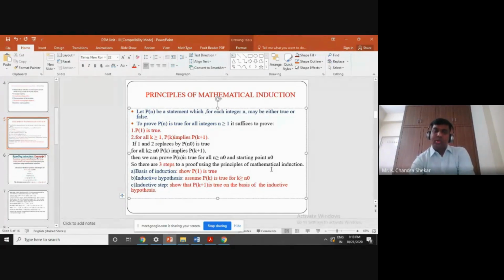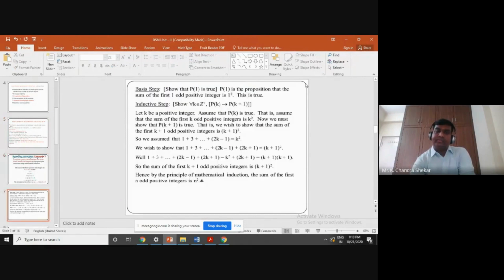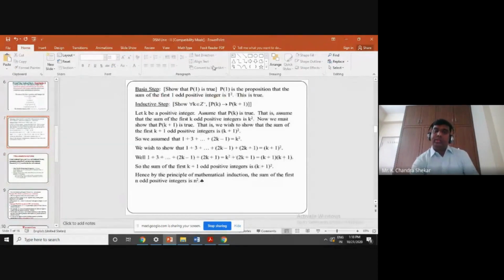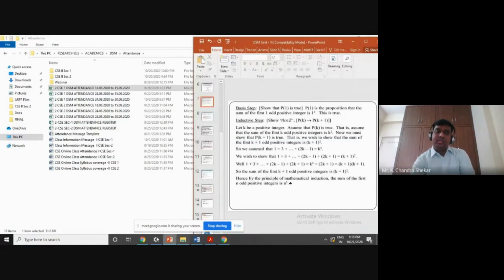Once it is true, I'll go for the inductive hypothesis. What is the inductive hypothesis? For n value equal to k, I need to assume that the given statement will be true. Then I'll go for the inductive step wherein I'll go for k plus 1 and, using the assumption made in the previous step, I'll show that it satisfies the given statement. Okay, so let me just go for the example. Now the same example, first n odd positive integers.